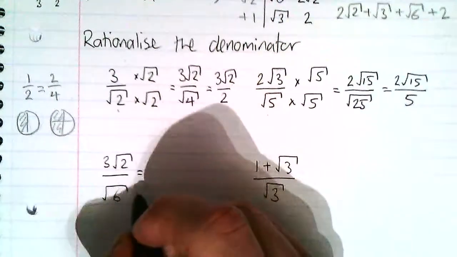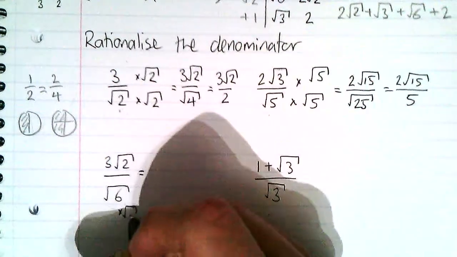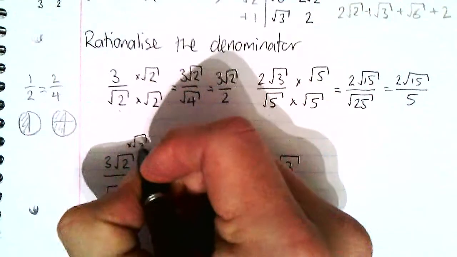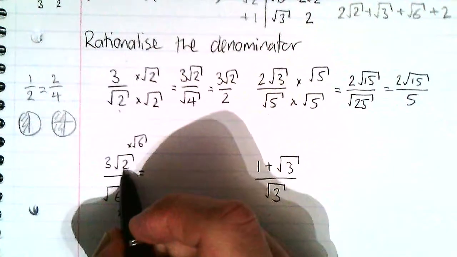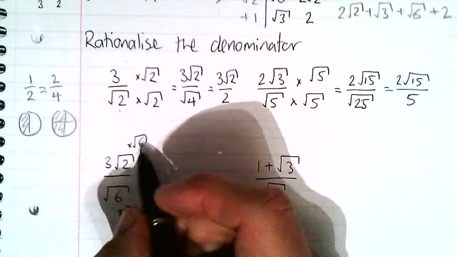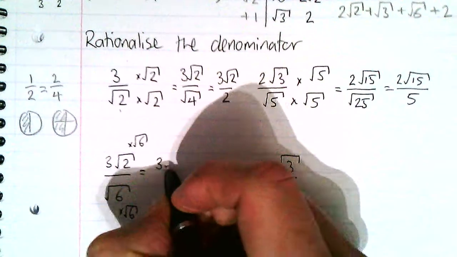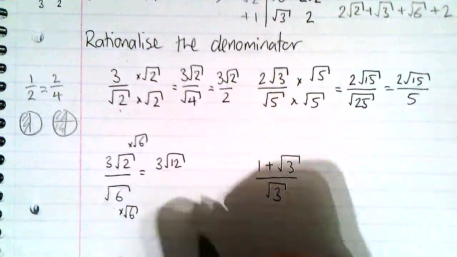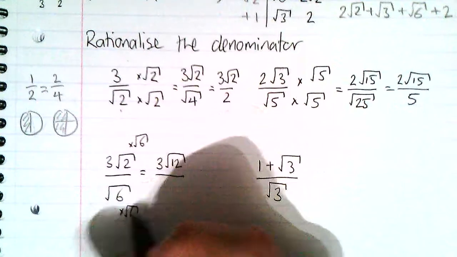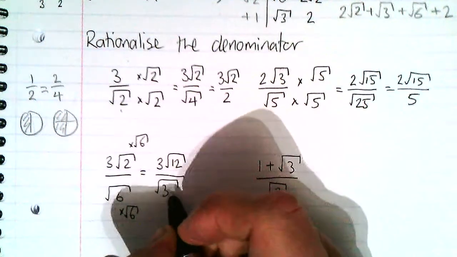I'm going to multiply the top and bottom here by the square root of 6. So multiply by the square root of 6, multiply by the square root of 6, and I write those down there as a little note to remind me what I'm doing. So 3 times square root of 2 times the square root of 6 is going to be 3 on the outside. Inside, these two things combine, so square root of 12, divided by square root of 6 times the square root of 6, which is square root of 36.